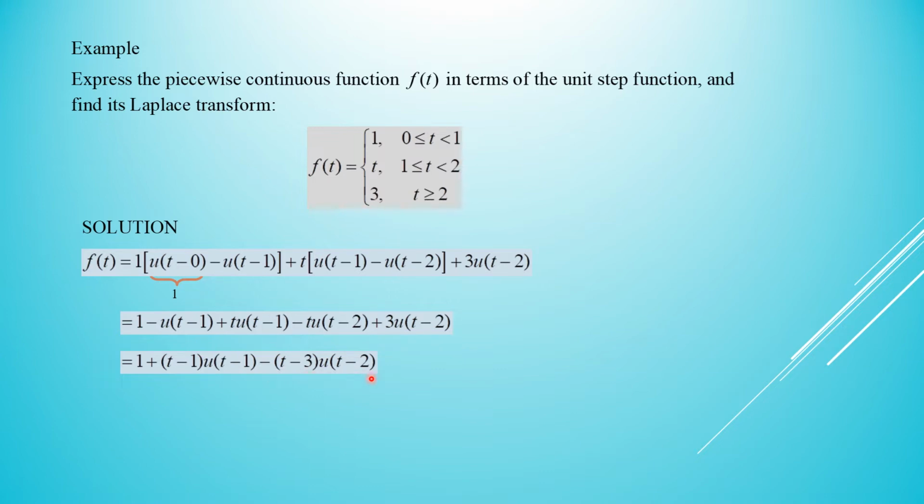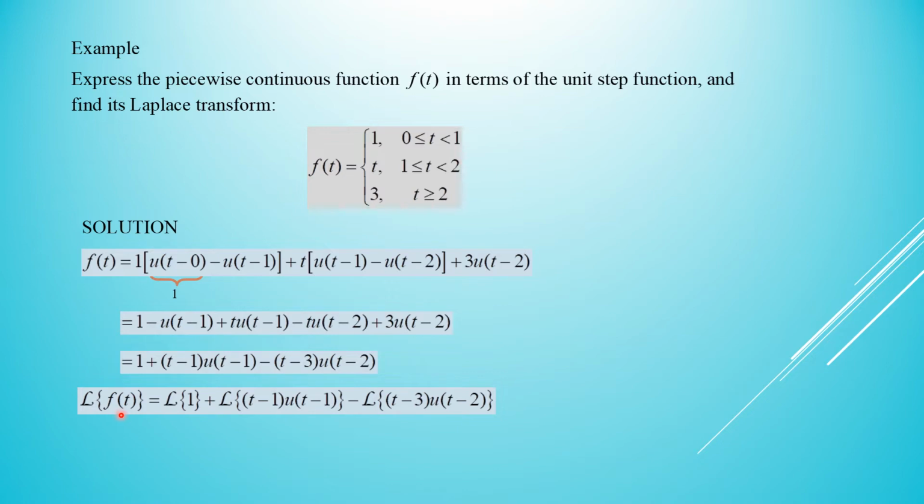Now notice the way we write down this function. Okay, it is preferable that we put a negative sign inside this bracket here, so that it can match with the formula given in the Laplace transform table, formula number 21. Okay, so let us find the Laplace transform of f of t, which is the Laplace transform of 1 plus the Laplace transform of (t minus 1) u(t minus 1) minus the Laplace transform of (t minus 3) u(t minus 2).